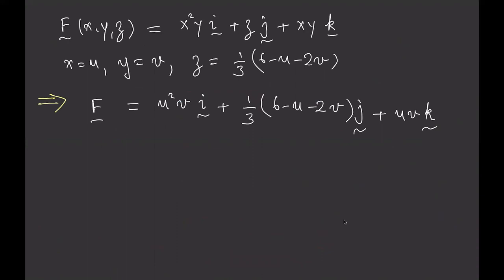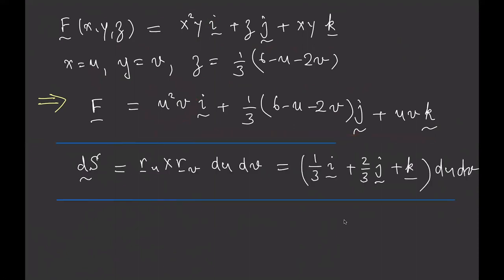I'm going to take F dot dS, so I need to figure out what my F is as well. Here was the F that was given to me, but I'm writing this in terms of u and v, and here are my connections between the x, y, and z coordinates and u and v. So I just substitute everything in here. When I get x squared y, x is equal to u, y is equal to v, so that's u squared v, and so on. I've written F in terms of u and v, and from the previous slide, we've got dS in terms of u and v. It's this vector times du dv.